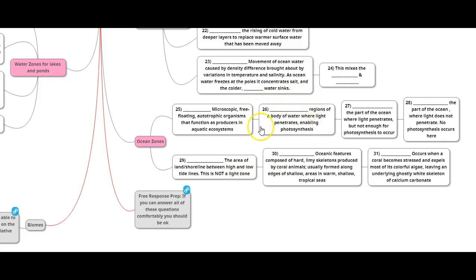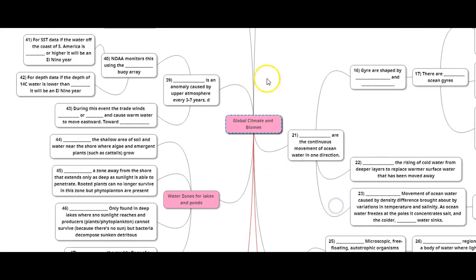26: regions of a body of water where light penetrates, enabling photosynthesis. Again, this depends on whether we're asking about freshwater or an ocean system. Since this one is asking about an ocean, this would be the epipelagic zone. And this one here, again, there is light there, but not enough for photosynthesis to occur. This would be the mesopelagic. And anything past the mesopelagic, we're just going to call bathypelagic. This is freshwater zones. I'd expect you guys to look that up on your own.